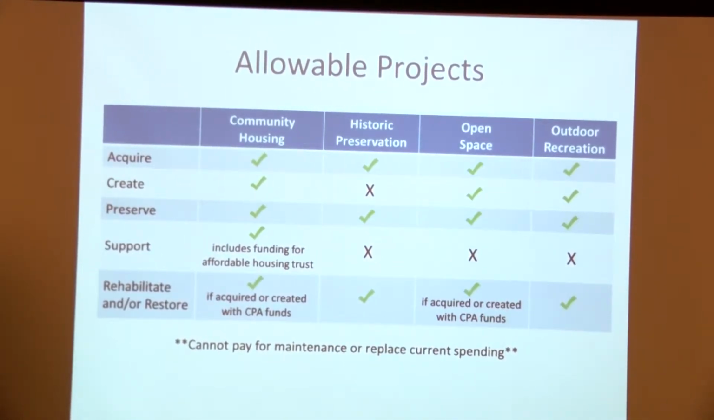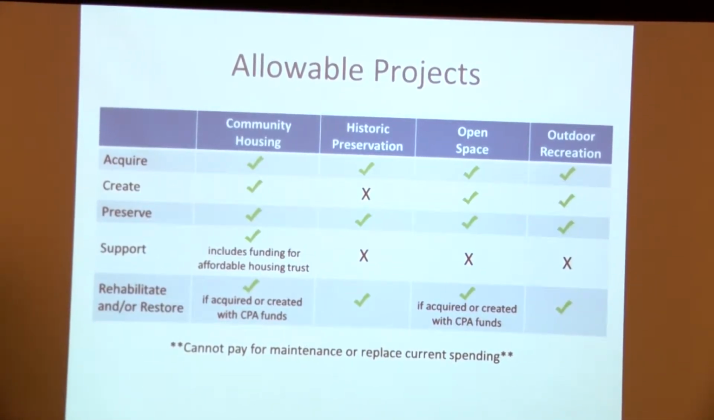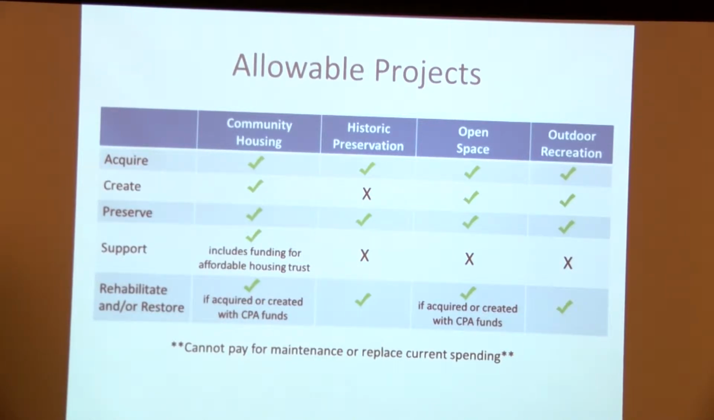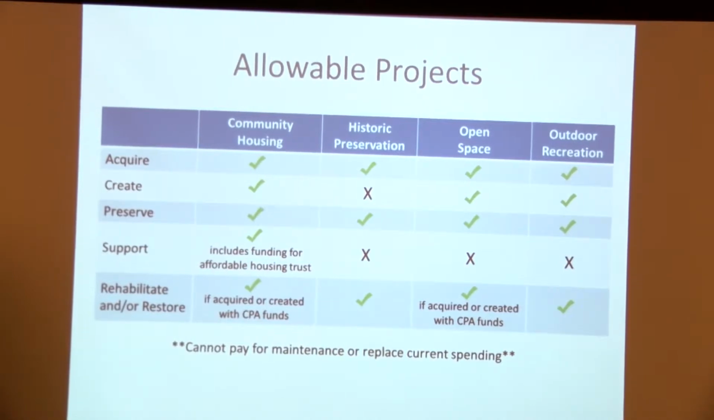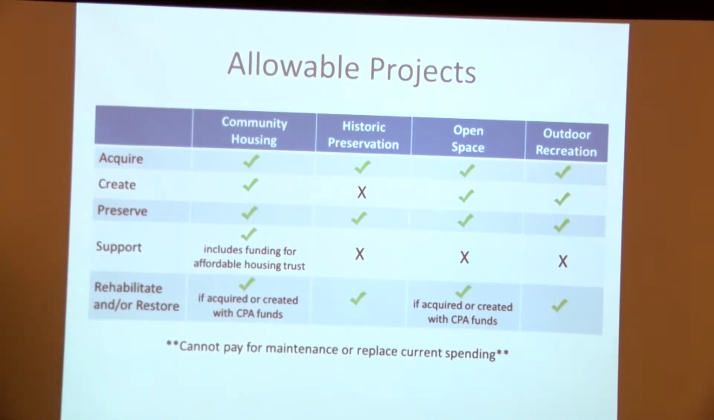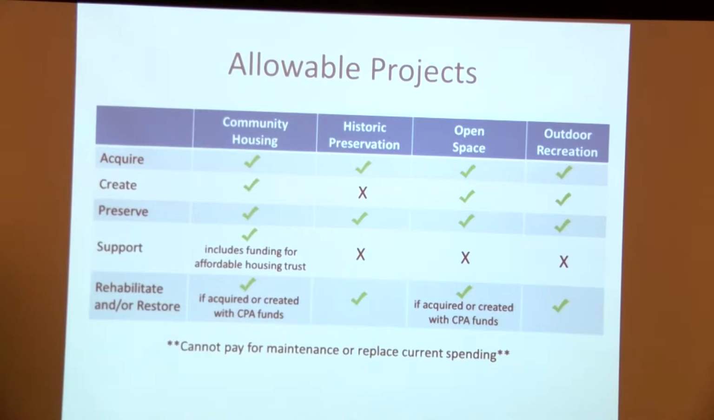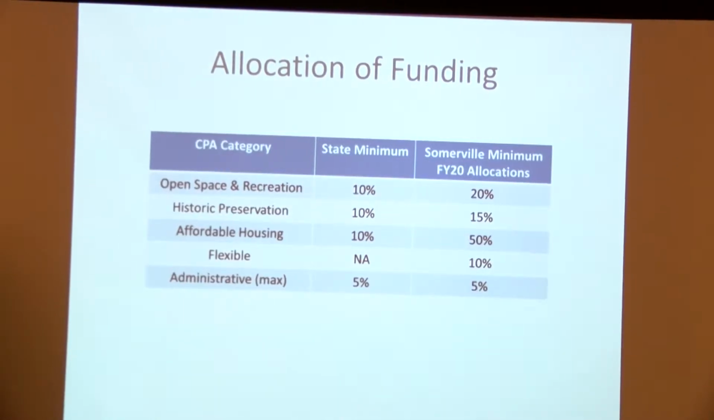The only category we can provide support in is community housing. So this is how we can fund projects like rental assistance. But because of this, we cannot fund any sort of programming activity in either the historic or open space or outdoor recreational categories. The law also prohibits us from paying for maintenance or replacing current spending with CPA dollars.